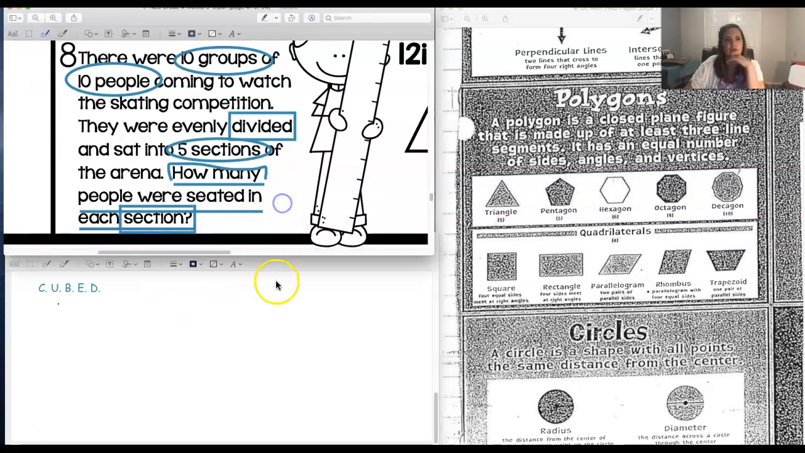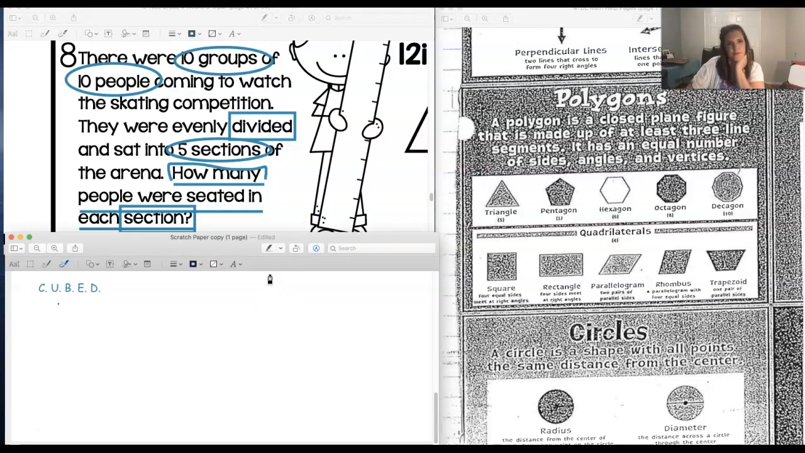And then I have to evaluate, what am I going to do? If there were 10 groups of 10 people coming to watch the skating competition, and once they were all there, then they were evenly divided and sat into 5 sections. So before I could do anything, I have to figure out how many total people I had, and then I have to figure out how many people, once they were divided into the 5 sections, were in each section. So this is a multi-step problem. I'm going to go ahead and draw a picture.